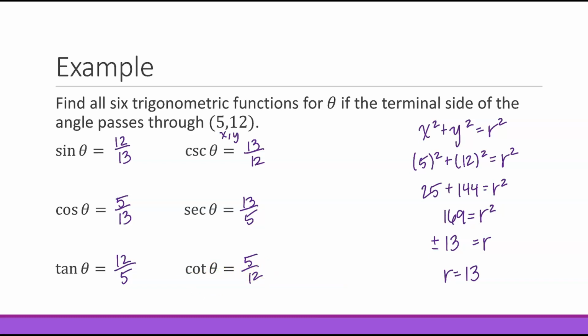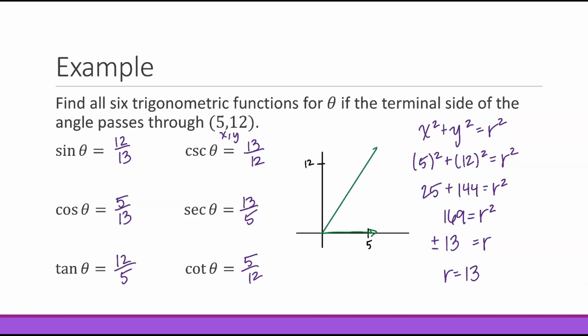Now, we solved the problem, but to go ahead and connect back, what we're going to do is take a second to sketch what we just did. So we're told that we have an angle theta and the terminal side passes through 5, 12. So I'm going to go ahead and sketch just a little quadrant 1 here. And so we have, I'm going to say this right here is 5, and this is 12. So the terminal side of an angle passes through that coordinate point up there.